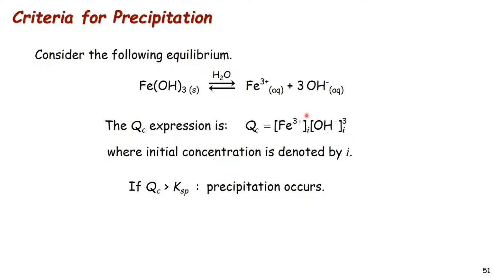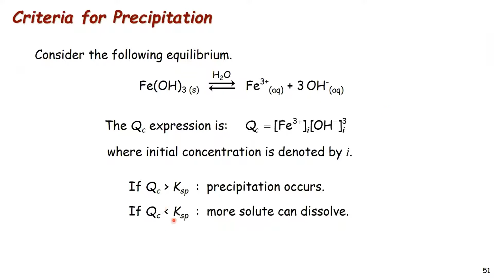If I have too many products, the equilibrium is going to shift back to the reactants, which in this case is a solid. Therefore, if Q is greater than K, it's going to precipitate out. It's going to precipitate out until equilibrium is reached, right? Not all of it's going to precipitate out, but it's going to precipitate out until equilibrium is reached. And in this case, there are very small amounts of the iron 3 and the hydroxide in solution.